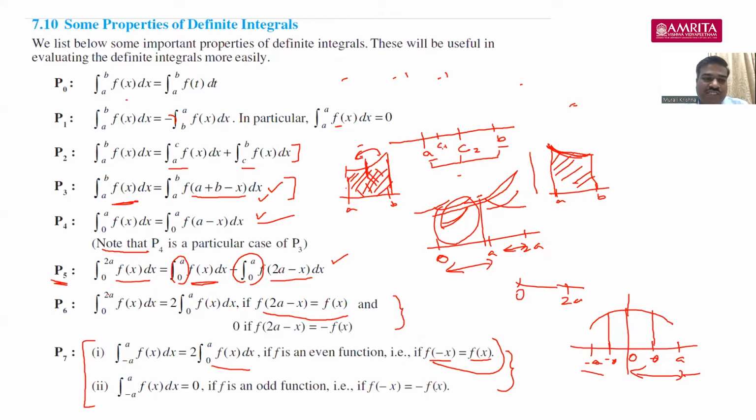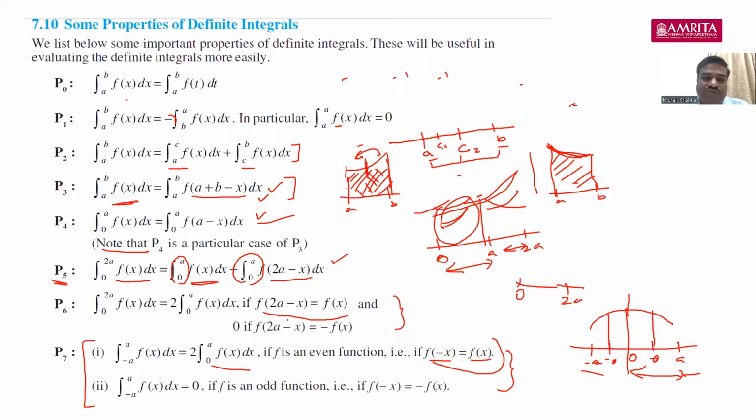So in between this line is 0 to 2a, and the midpoint is x equal to a. The same definition: a function is even with respect to 0 if f of 0 minus x is equal to f of 0 plus x. With respect to a point a, if f of 2a minus x equals f of x, or f of 2a minus x equals minus f of x, then we will treat this like the even function and odd function definition with respect to the line x equal to a. That's how this P6 property will be used.